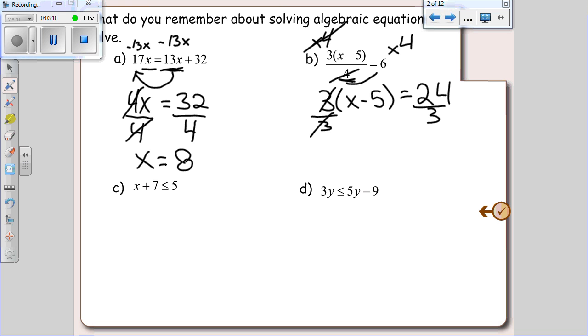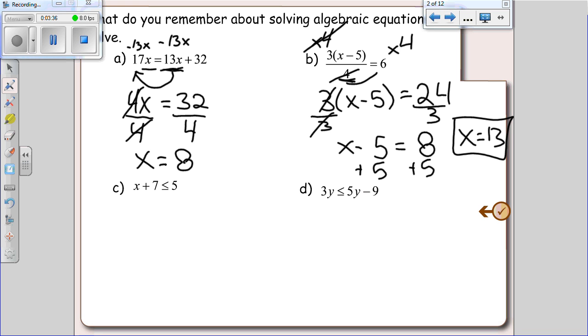So, divide both sides by 3. You get x minus 5 is equal to 8. What do we have to move still? Plus 5 to both sides, yep. And you should get x equal to 13. What else? We're going to get that. And it's a lot easier than you think it's going to be.